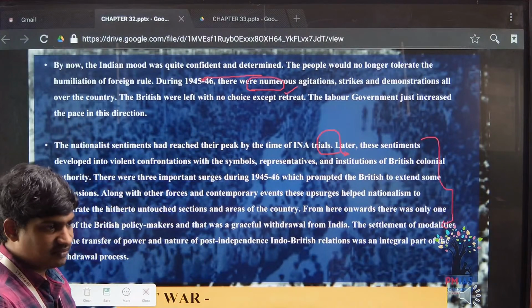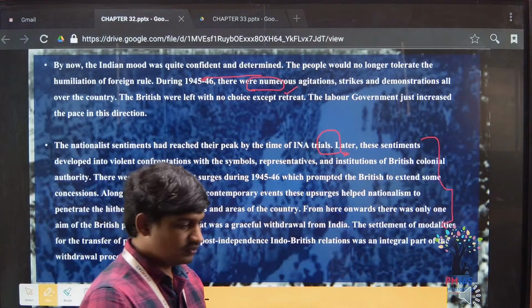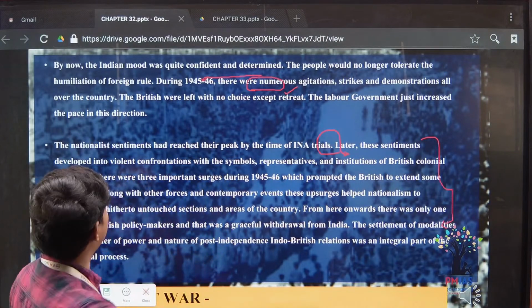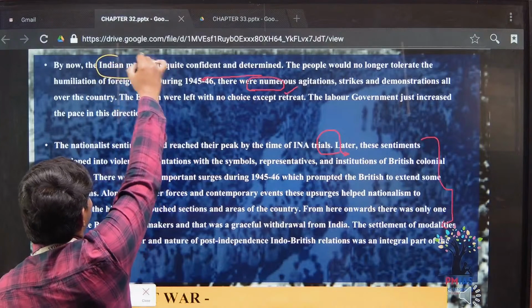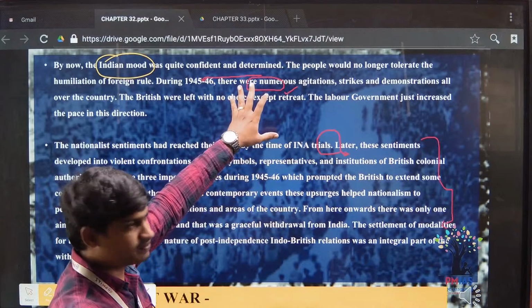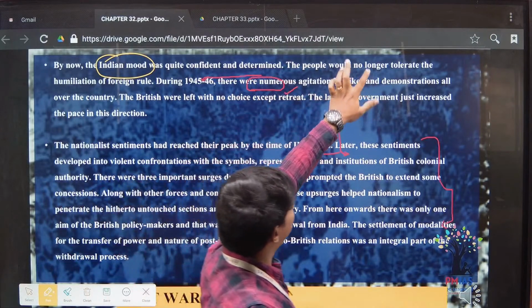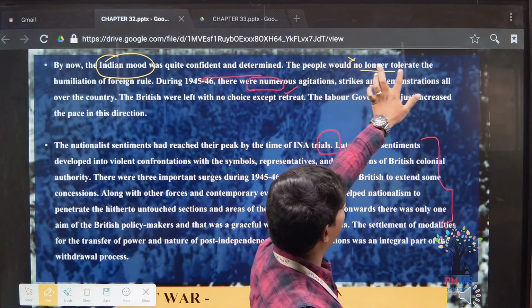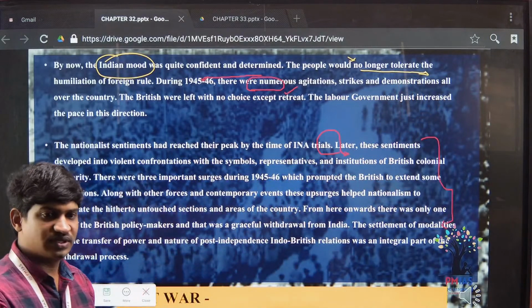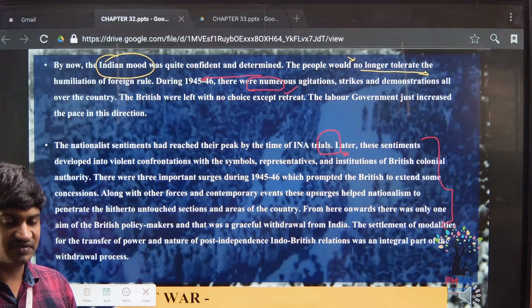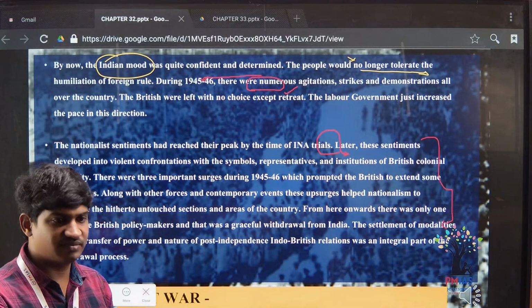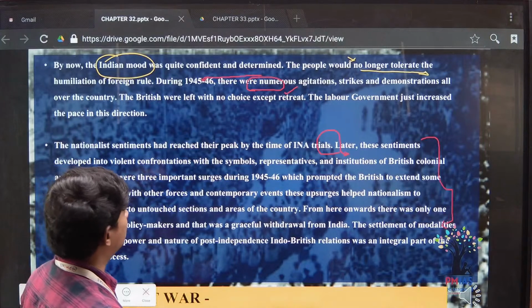So by this time, soon after World War II, the Indian side was much clearer. The mood of Indians was quite confident and determined. So what they say here is, hereafter people are not ready to tolerate colonial rule. Hereafter nobody can control us, nobody can stop us from gaining independence from colonial rule.